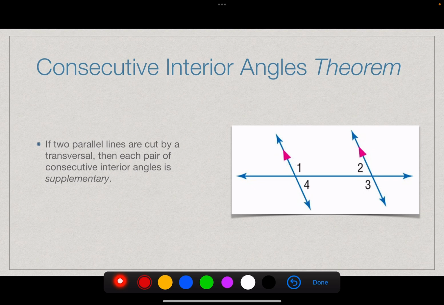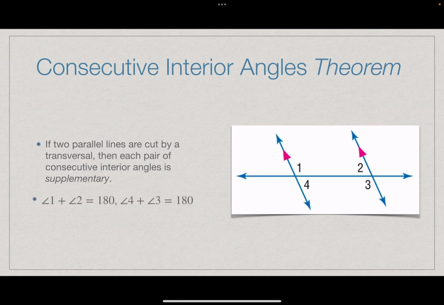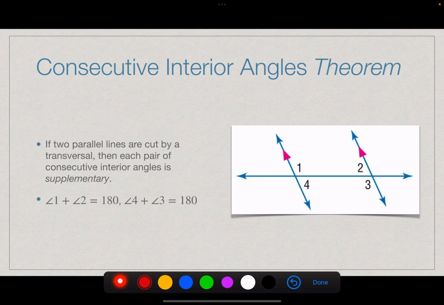Consecutive interior angle theorem states that if two lines are parallel and they're cut by a transversal, then each pair of consecutive interior angles is supplementary. Now let's take a look at both of these. That tells us that angle 1 and angle 2 added together are equal to 180, and angle 4 and angle 3 are equal to 180.